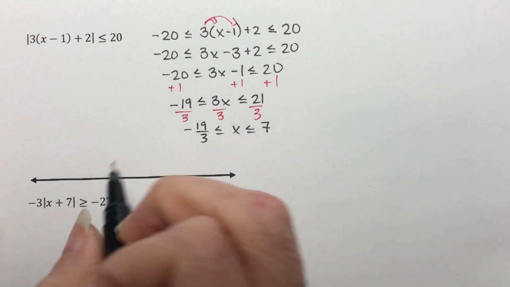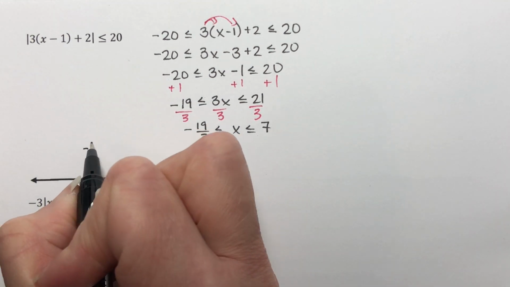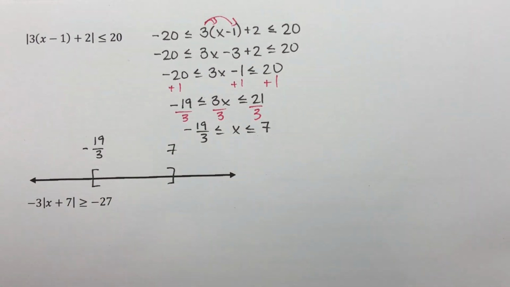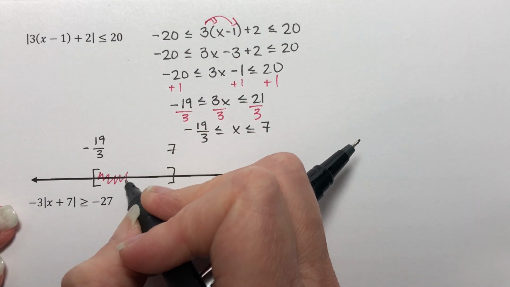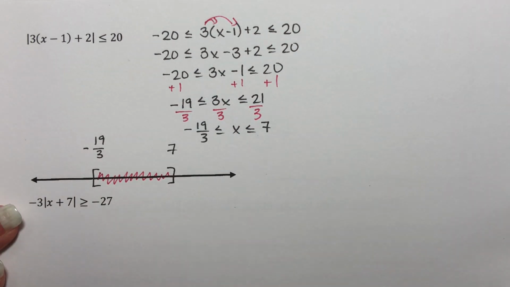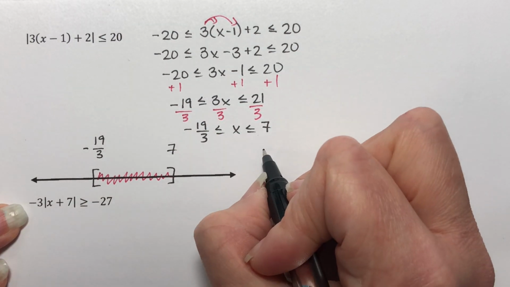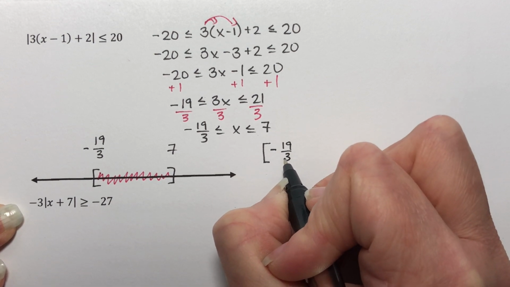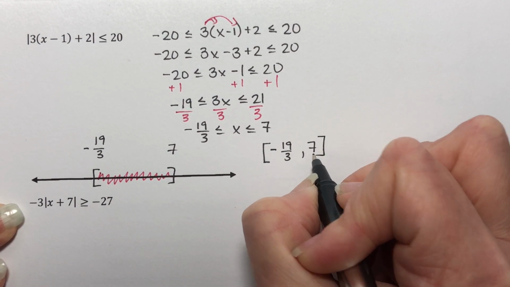Okay. These are going to have brackets. So I have negative 19 thirds here, and I have 7 here. Shade between. And then use this for your interval notation, which would be bracket negative 19 thirds, comma 7, close bracket.